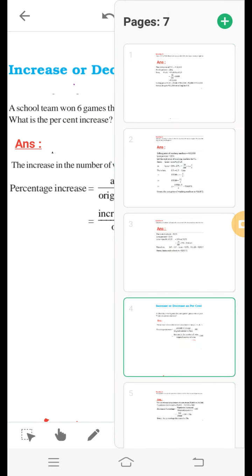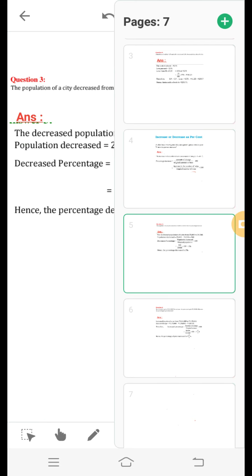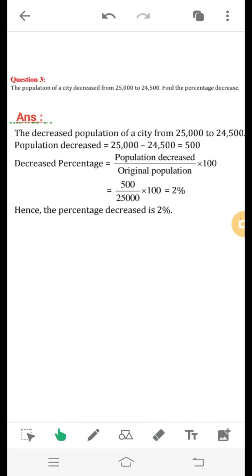Let us understand with some examples from the exercise. Question 3. The population of a city decreased from 25,000 to 24,500. Find the percentage decrease. First what we have to do? First we have to find the difference. Population decrease is equal to 25,000 minus 24,500. So the difference is equal to 500.